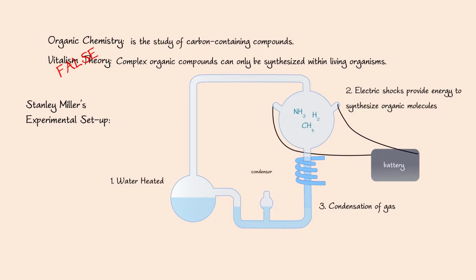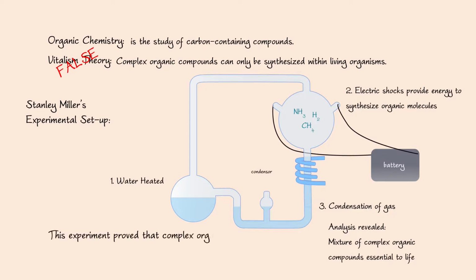When Stanley Miller analyzed the liquid in the glass bulb, he found a mixture of complex organic compounds essential to life. This experiment proved that complex organic compounds can be synthesized in the absence of life. Now let's move on to discuss why carbon can be used to form such a diverse group of molecules.